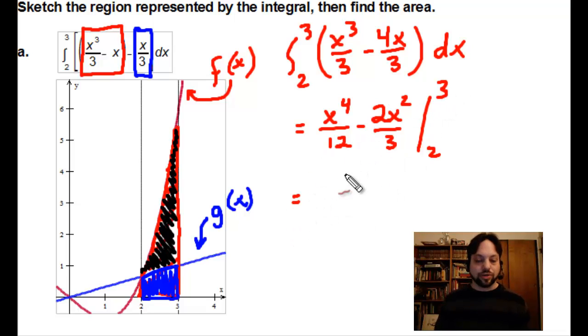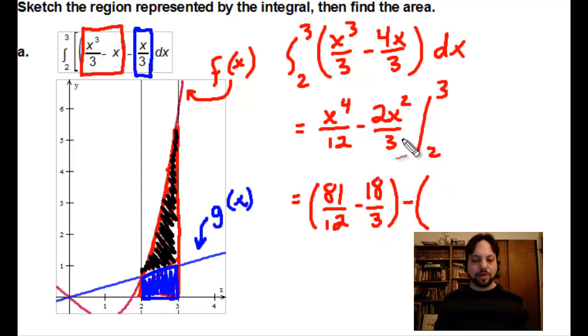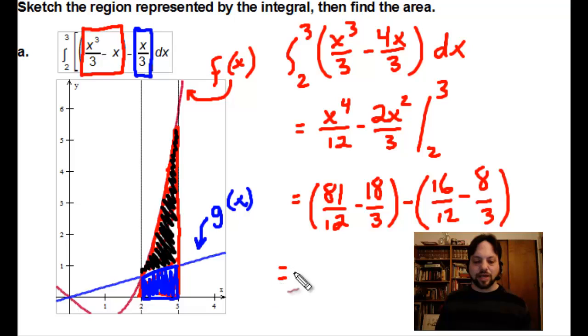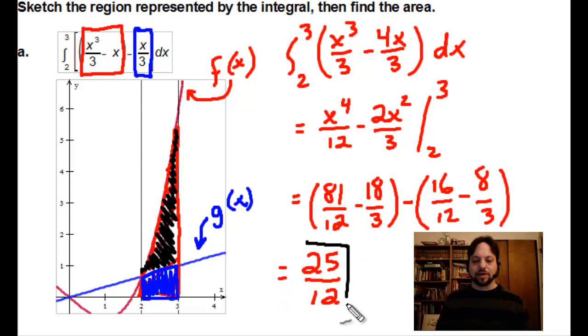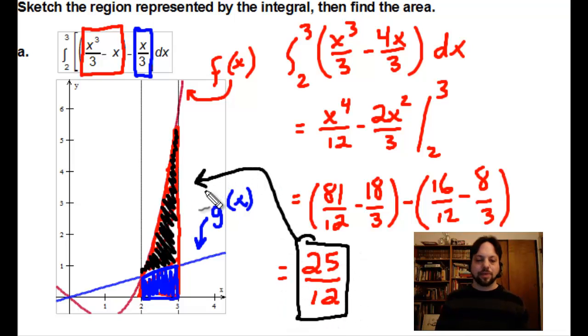So if we evaluate this whole thing when x is 3, what we're going to end up with is 81/12 minus 18/3, which, yes, you can reduce, and we'll do that in just a moment. And when you plug the 2 into both of these, what we'll end up with is 16/12 minus 8/3. So great. If we go ahead and simplify all that down, what we'll end up with is 25/12, and that is the area of the region here in black. So there's the area between two curves. That's how it's done, both the concept and the execution of these types of problems.